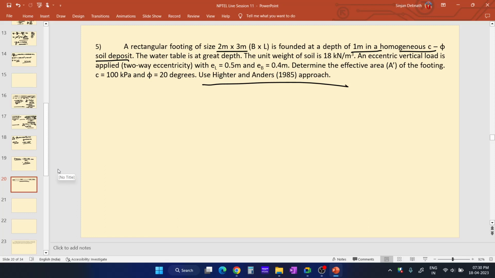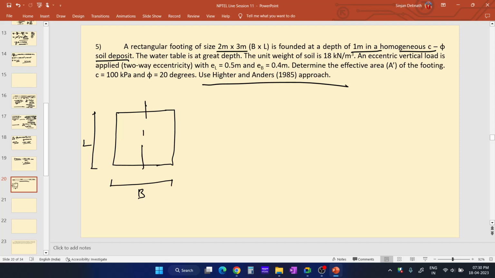C is equal to 100 kPa and phi is equal to 20 degrees. So we have been asked to use Meyerhof's approach. Suppose this is the plan of the footing, the top view of the footing. It is like this. If this is the breadth and this is the length of the footing, and this is the center line.